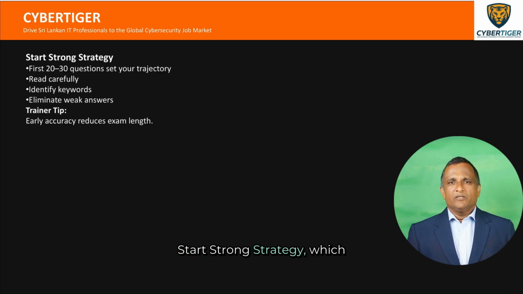Start strong, a strategy which can really influence your CAT trajectory. The first 20 to 30 questions are critical. They set the system's initial estimate of your ability. Read carefully, focus on keywords, and methodically eliminate obviously wrong answers. Trainer tip: early accuracy can actually shorten your exam because the CAT engine gains confidence faster when you demonstrate competence up front. Think of it like bootstrapping a network scan. The initial data points guide the rest of the process efficiently.